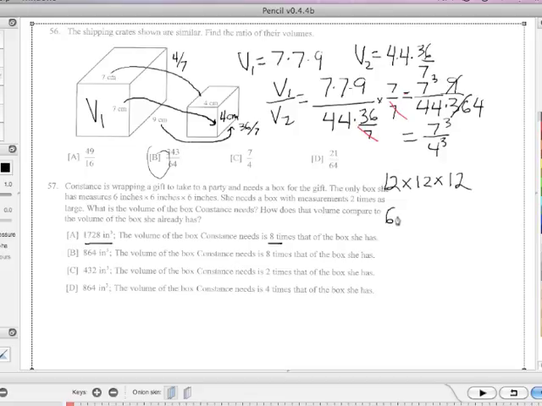if we have 6 times 6 times 6, you can kind of see, to make it 12 times 12 times 12, we have to multiply this by 2 times 2 times 2, right? To get 12 times 12 times 12, what did we really multiply by? If we multiplied by 2 by 2 by 2, it means we multiplied by 8. So it's 8 times that of the box she already has.